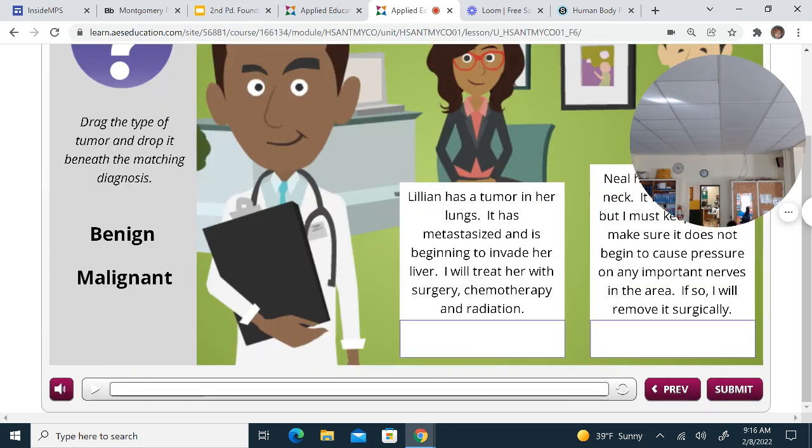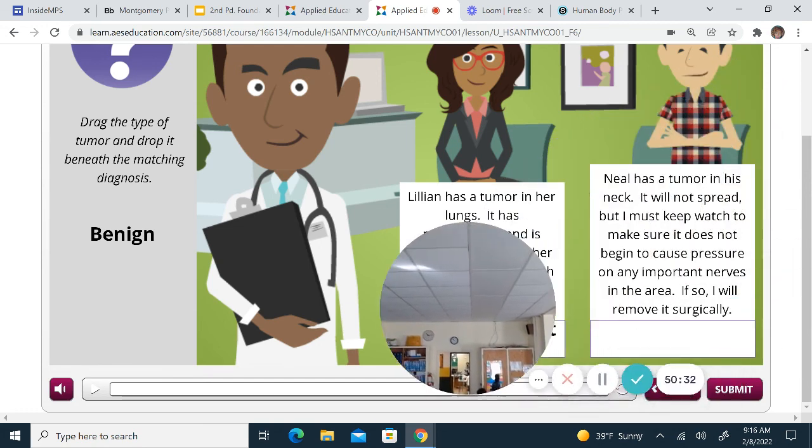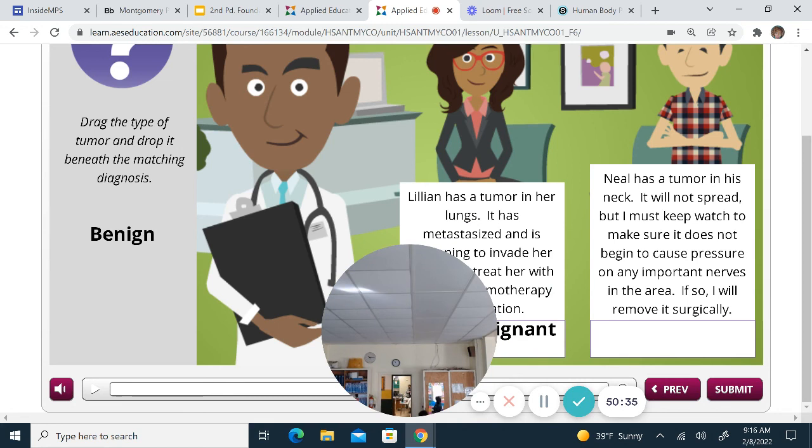Lillian has a tumor in her lung that has metastasized and is beginning to invade her liver. I will treat her with surgery, chemotherapy, and radiation. Malignant. And then this one, Neil has a tumor in his neck. It will not spread, but I must keep watch to make sure it does not begin to cause pressure on any important nerves in the area. So I will remove it surgically. That's benign.